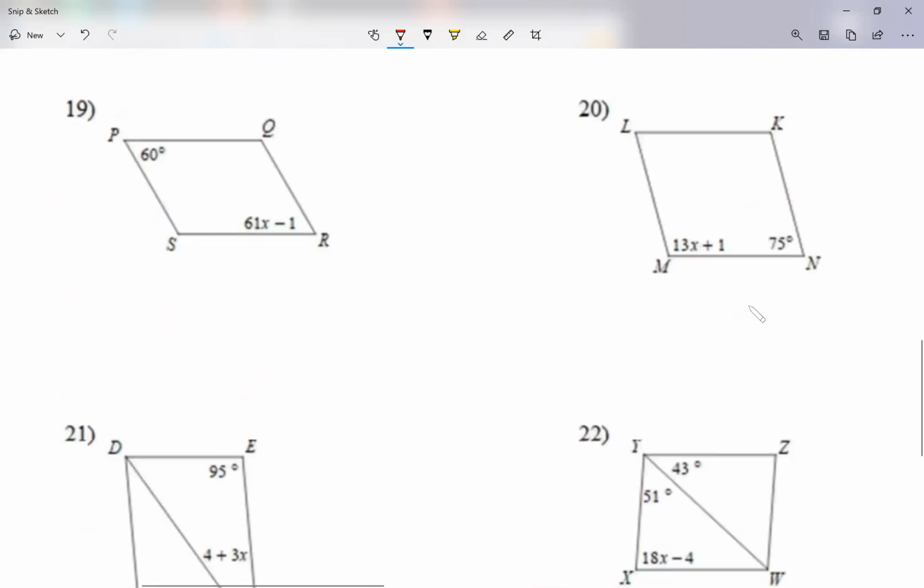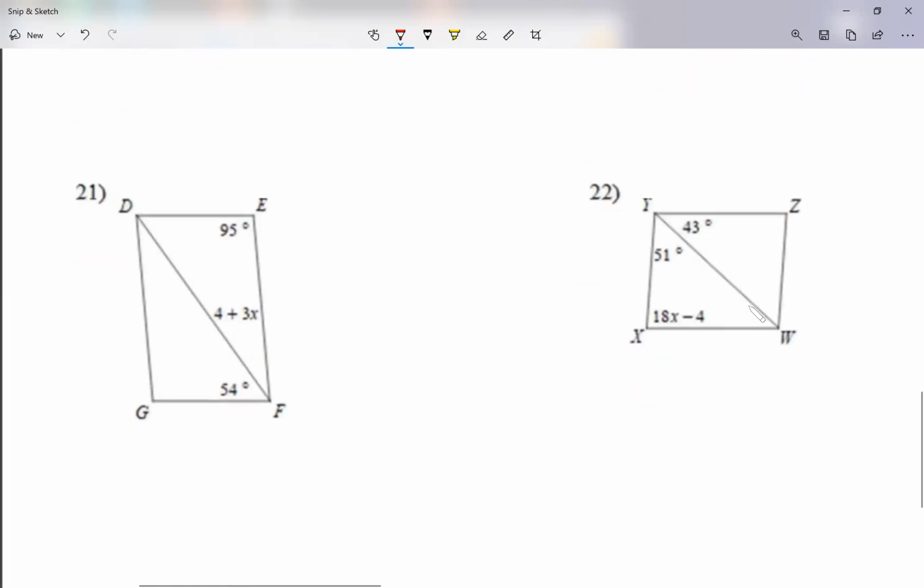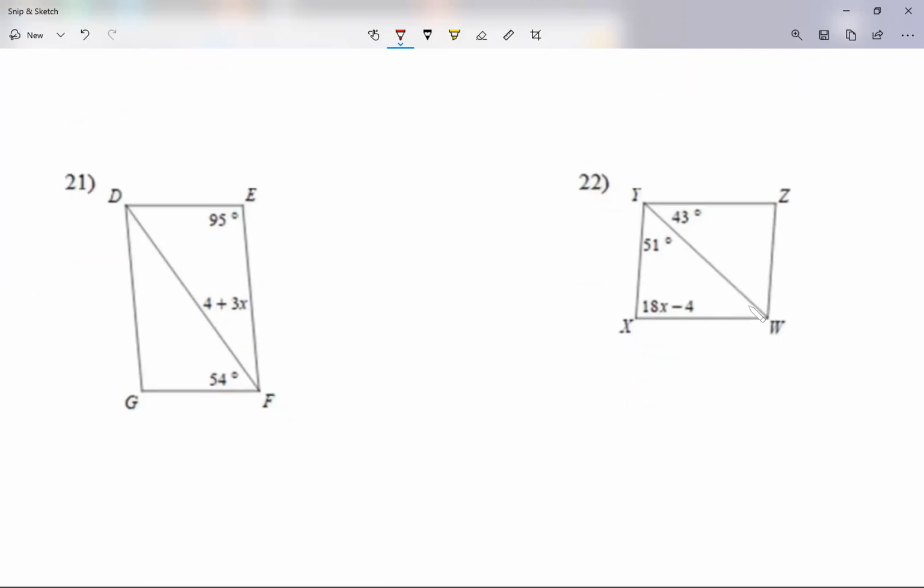So now, questions 21 through 22 here, I know I'm dealing with the angles. The numbers are inside of the figure, and some of those numbers have a degree symbol. So I'm dealing with the angles, but now there's a segment inside. We call that a diagonal.